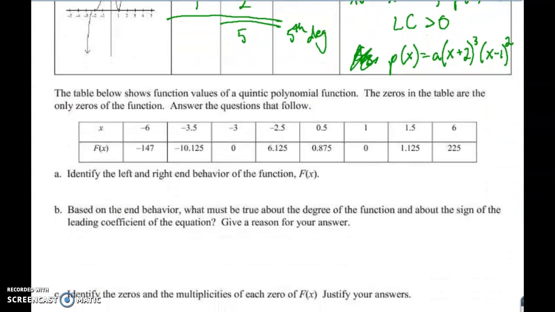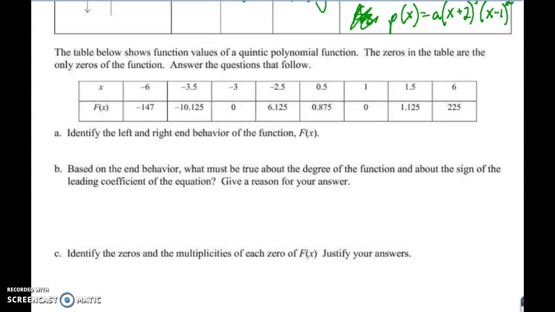So as I move on, I can also give you clues and a table, and just make sure you read the directions. Don't just jump into the problem. Identify the left and right end behavior. You could actually answer this without knowing it's a quintic polynomial, but you could confirm that it's at least an odd degree based off of the end behavior being the opposite.